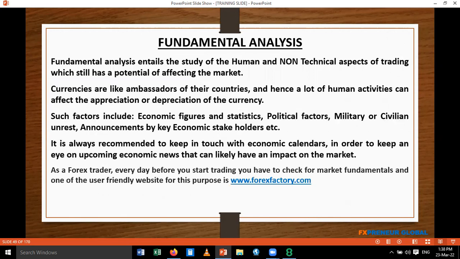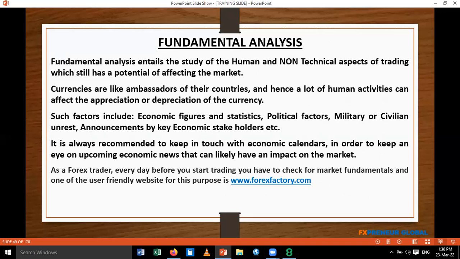Talking about the fundamental. Now, when you are trading with currencies, currencies are like ambassadors of their country. Whatever is happening to any country reflects on the currency of that particular country. Fundamental analysis is the study of the human and non-technical aspects of trading, the human aspect of trading, which has the potential of affecting the market.